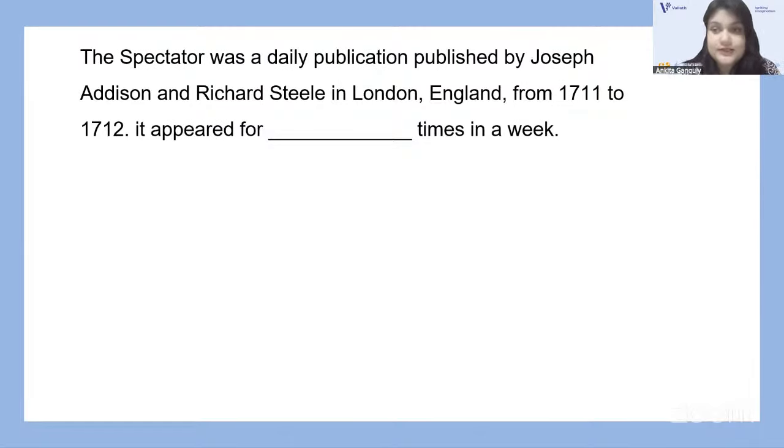These types of questions have already been asked in NET a few times, so it can be asked again. It's a good way to revise these things. So tell me, the Spectator appeared for how many times in a week?